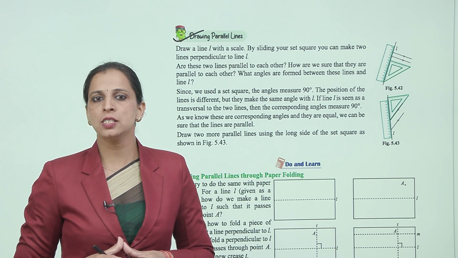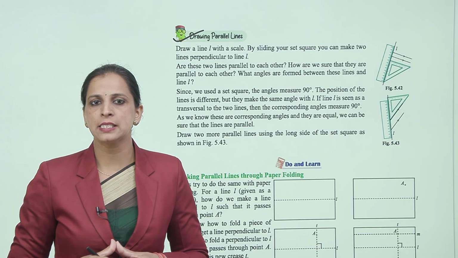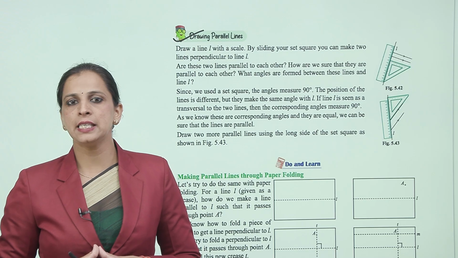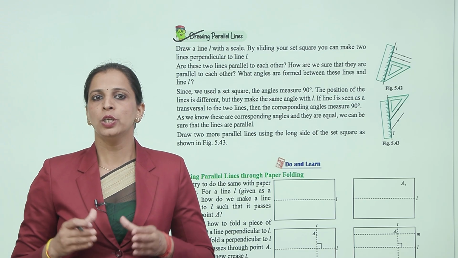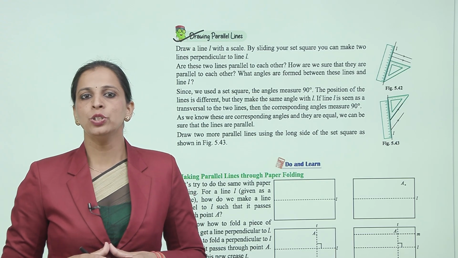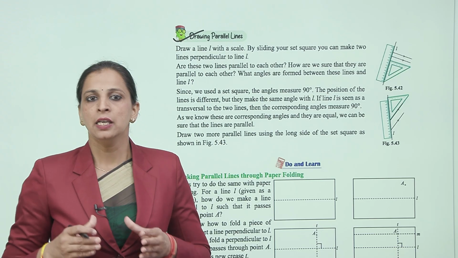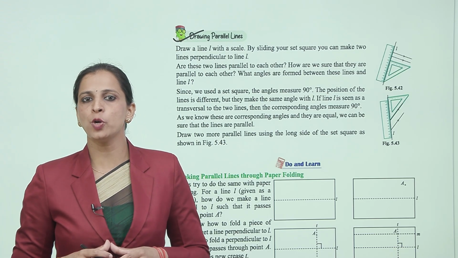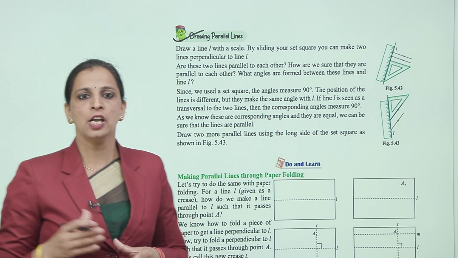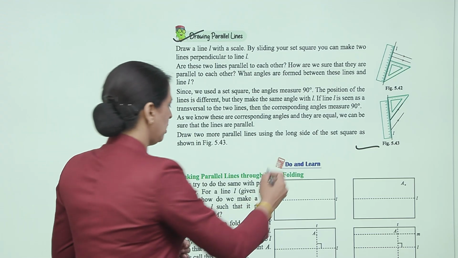Since we used a set square, the angles measure 90 degree. The position of the lines is different, but they make the same angle with L. If line L is seen as a transversal to the two lines, then the corresponding angles measure 90 degree. As we know, these are corresponding angles and they are equal. We can be sure that the lines are parallel. Draw two more parallel lines using the long side of the set square as shown in figure 5.24.3. Now, do and learn.